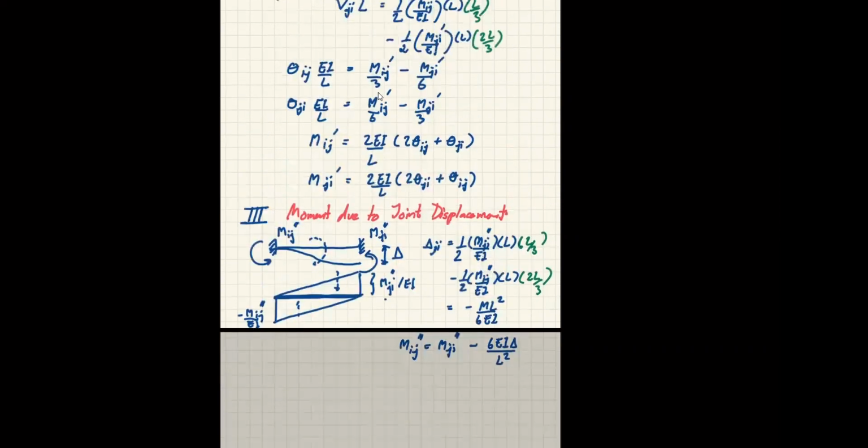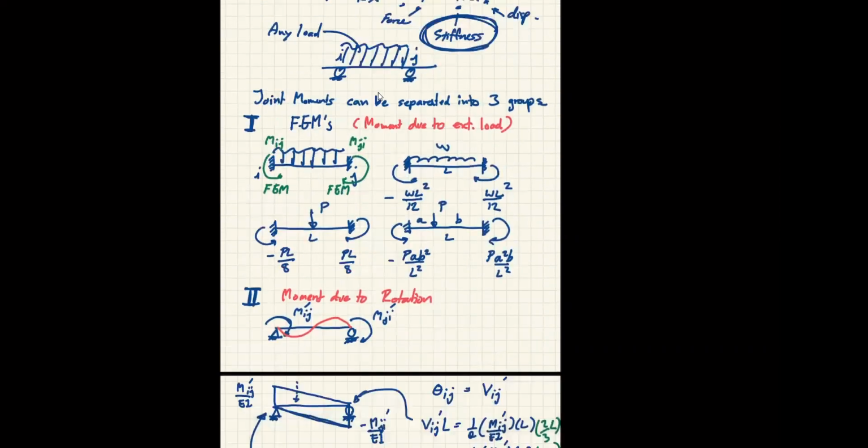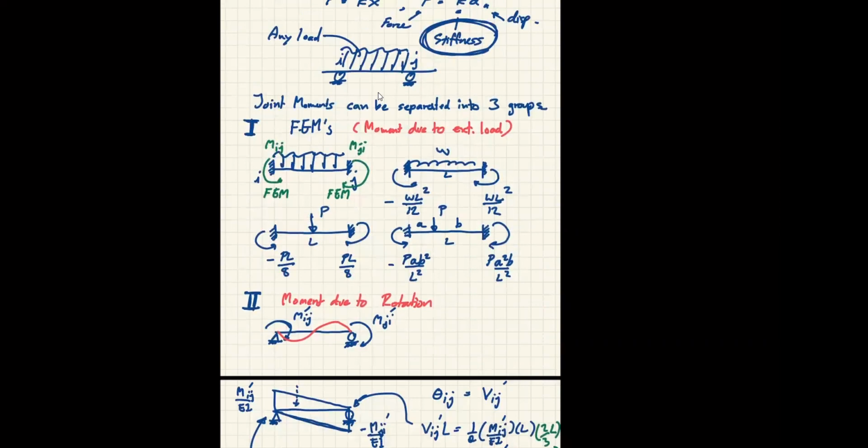Now, last week we were talking about the fact that we could write moment in one element or one member like this into three terms. The first is the moment due to the load alone. So when I say the moment due to the load alone, it means that we do not take rotation or joint deformation into account. It's just moment due to the load. So that's how we can create a formula for any kind of load to give us the fixed end moment.